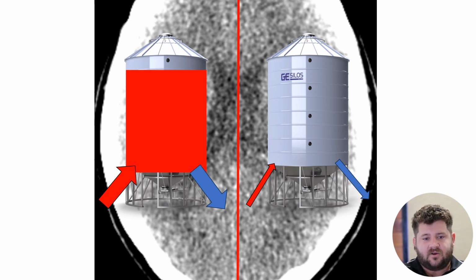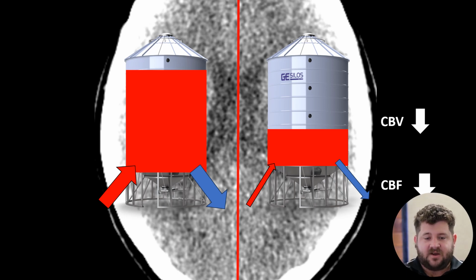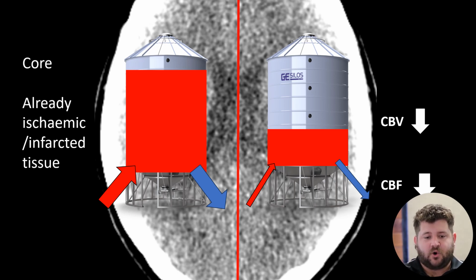So then, on our normal tank, we notice the tank fills up almost to the top, whereas on our stroke side, it is only filling up to about a third of the way. So this means we have a reduced cerebral blood volume on the right-hand side. So if our flow is reduced, we know we have ischemic stroke, so that's affected tissue. And if our cerebral blood volume is also reduced, then even if we restore flow to this area of the brain, our brain will probably not recover, as it is most likely already damaged and too far gone. So this is what we call our core, or our already infarcted tissue.